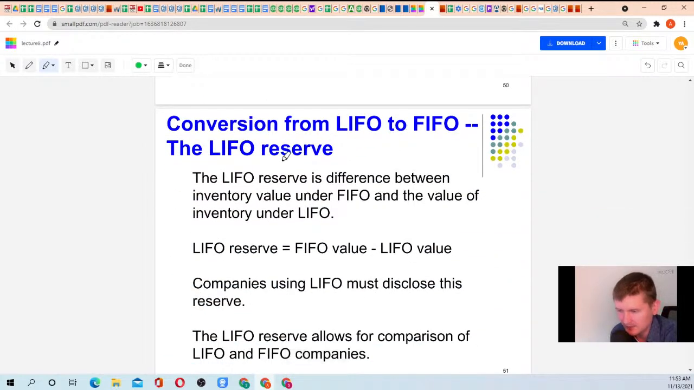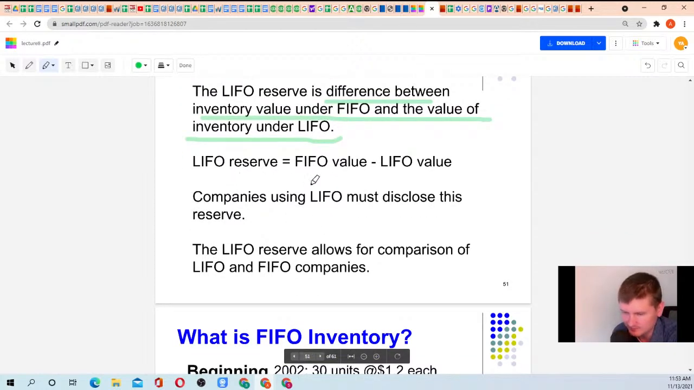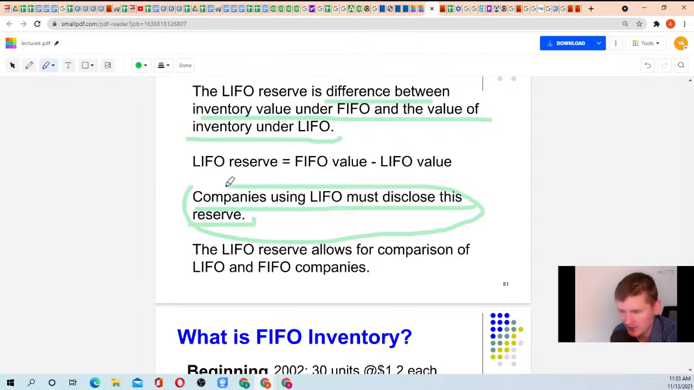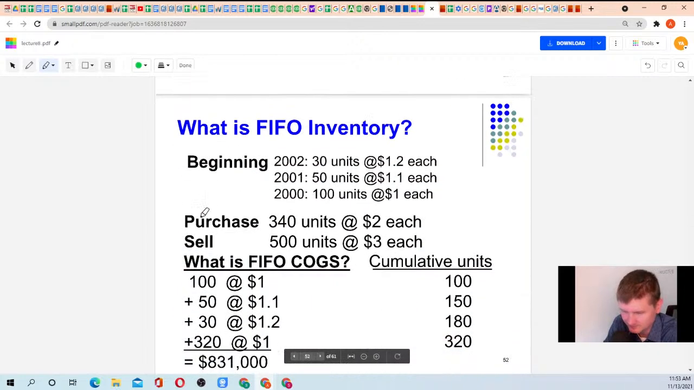Conversion from LIFO to FIFO, the LIFO reserve. The LIFO reserve is the difference between inventory value under FIFO and the value under LIFO. Companies using LIFO must disclose the reserve. That's what I was talking about. So when you actually run LIFO in your company, you also have to do FIFO in your company. And that's basically doubling your work, unless you have a pretty good system established to run that.